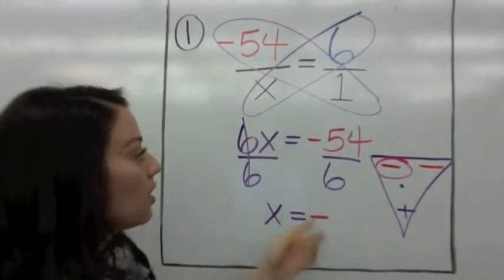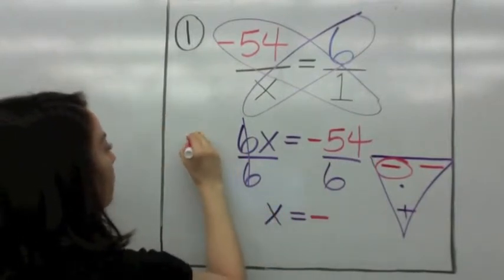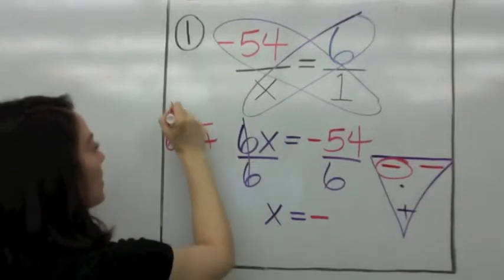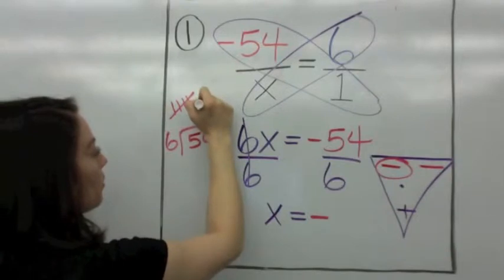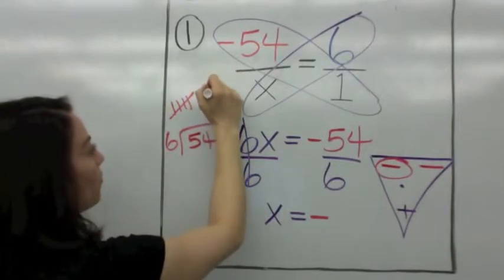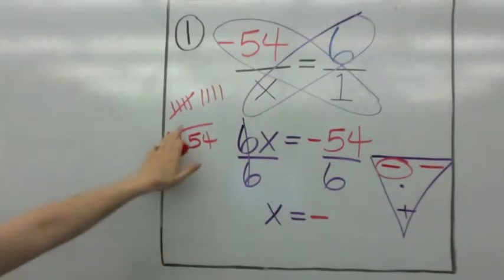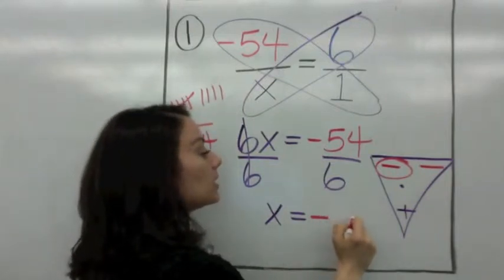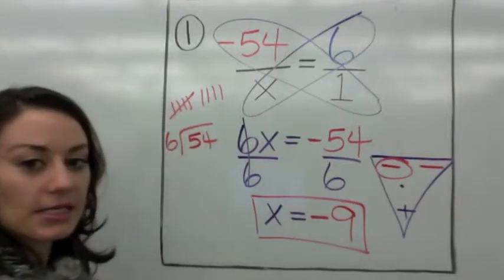Okay, so you do 54 divided by 6. Again, we're saying 54 divided by 6 is 6, 12, 18, 24, 30, 36, 42, 48, 54. Okay, so we have 5 plus 4, which is, what is it? It is 9. So x equals negative 9. Write that down.